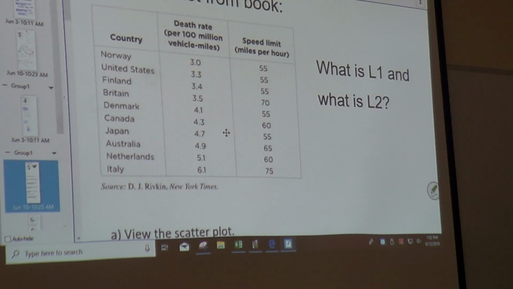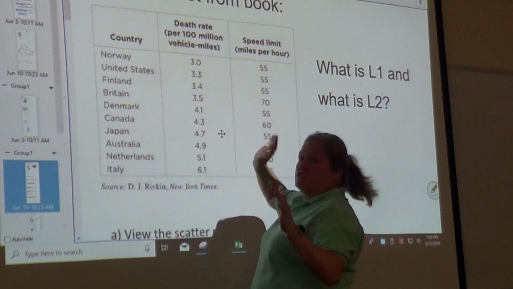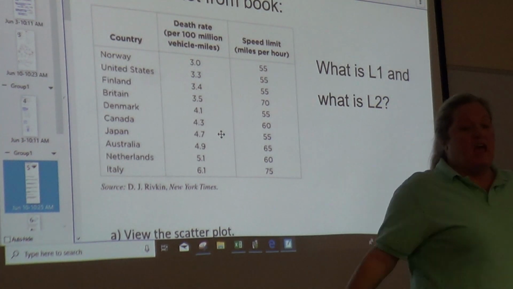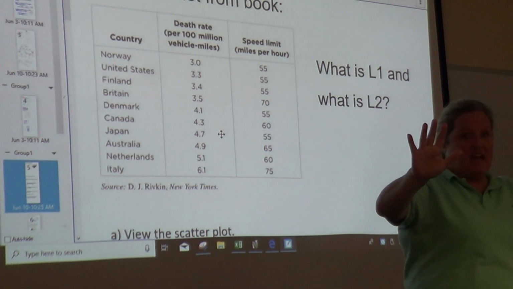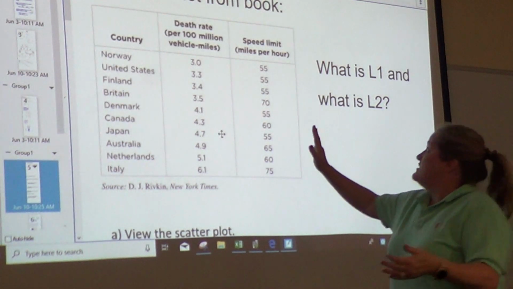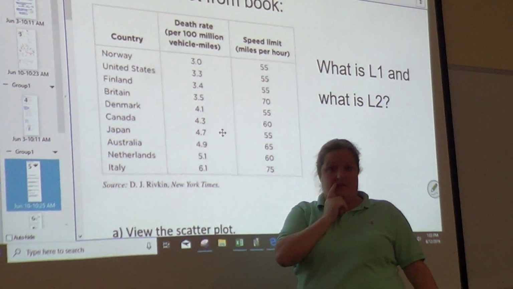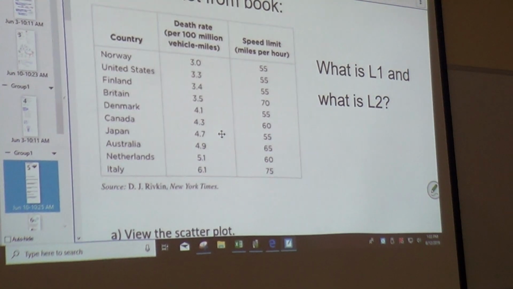All right, we're gonna do a good problem. I just made this one up. These are some countries, and this is their death rates and their speed limits. Now, before we can put it into the calculator as L1 and L2, I've got to know which one causes the other one to happen. Because when you're doing linear regression, you have to say, does death cause speed limit, or does speed limit cause death? So that's our first question we have to ask.